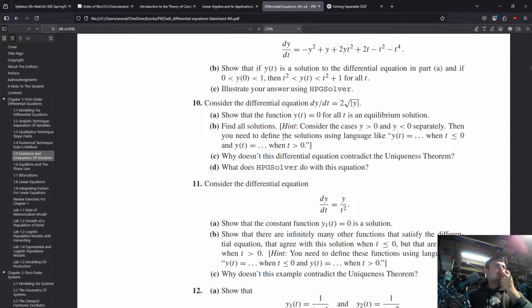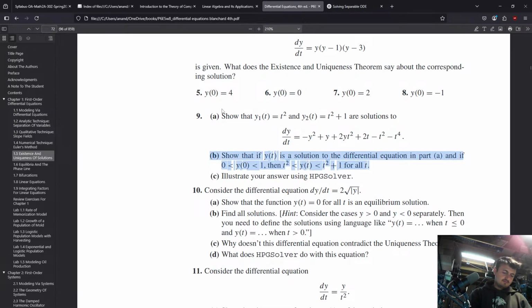All right. So we just showed it, so then immediately we apply uniqueness and existence to show solutions with y of 0 in 0 to 1 open are bounded by t squared and t squared plus 1. Cool.